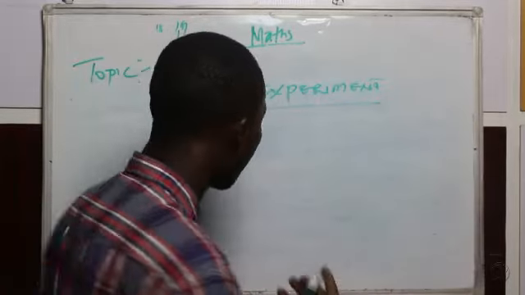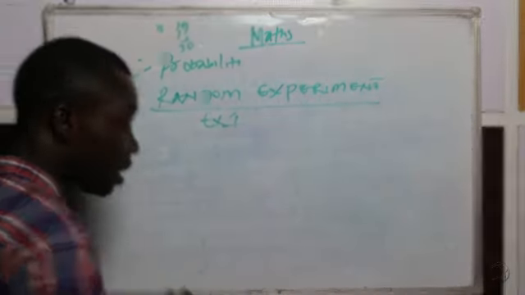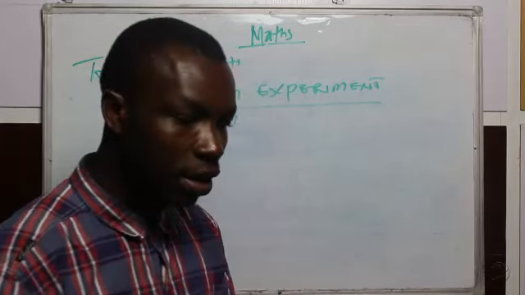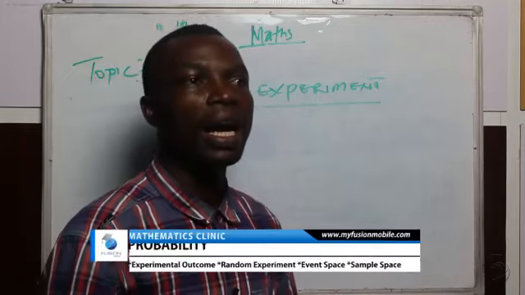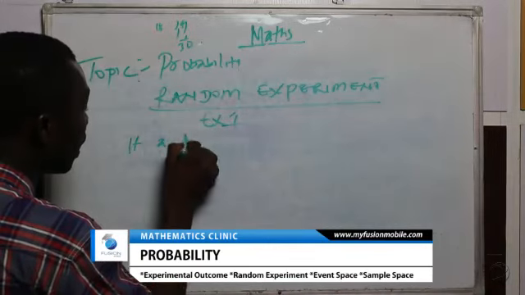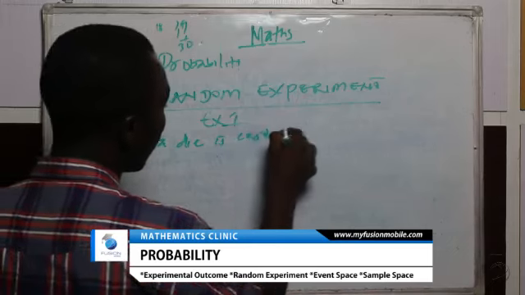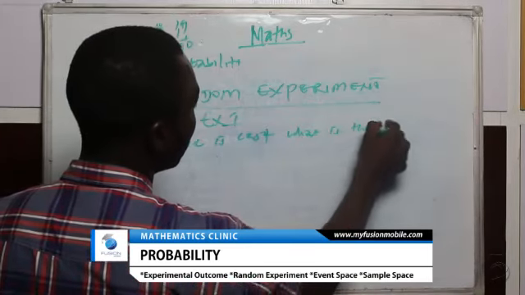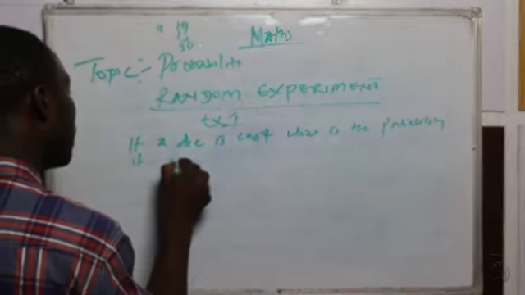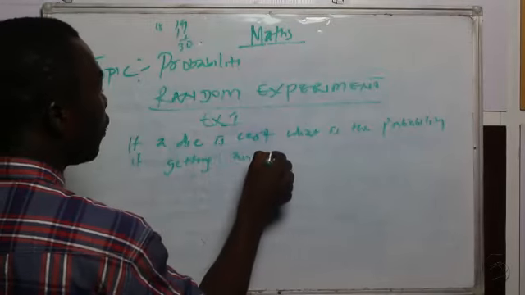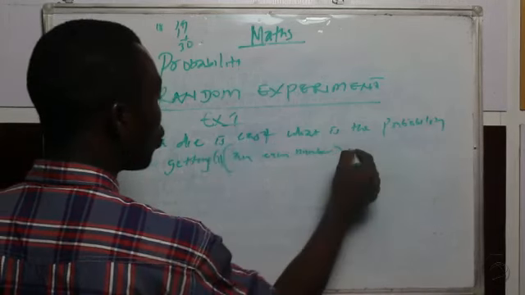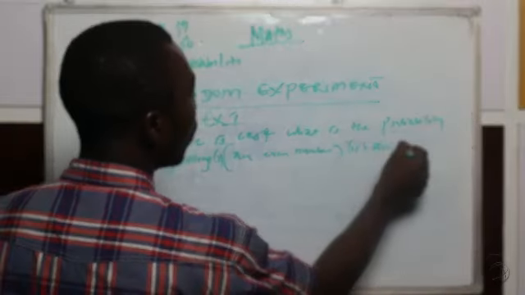Let us consider this example. This example is very interesting. This is one of the practical probability problems that we're going to look at. If a die is cast, what is the probability of getting an even number and an odd number? If a die is cast, what is the probability of getting an even number, which is 2, 4, 6, or an odd number?